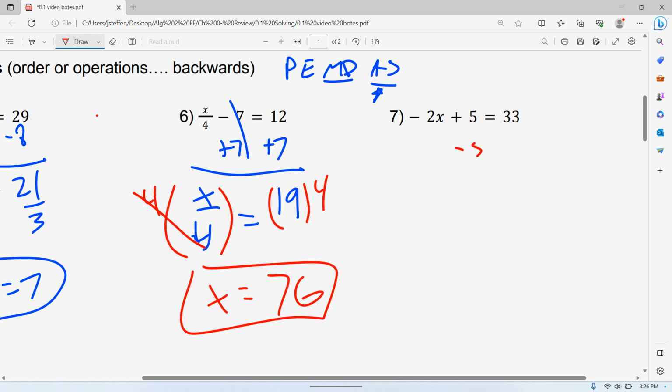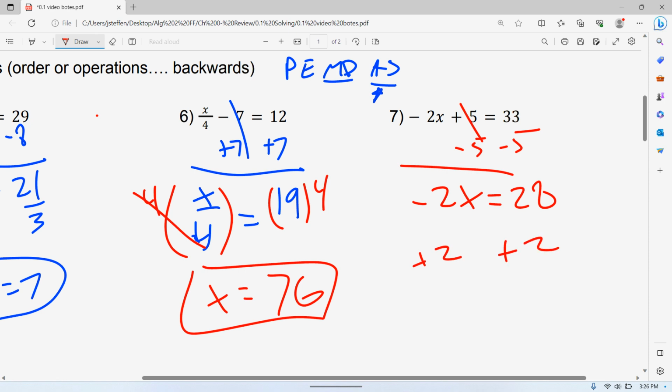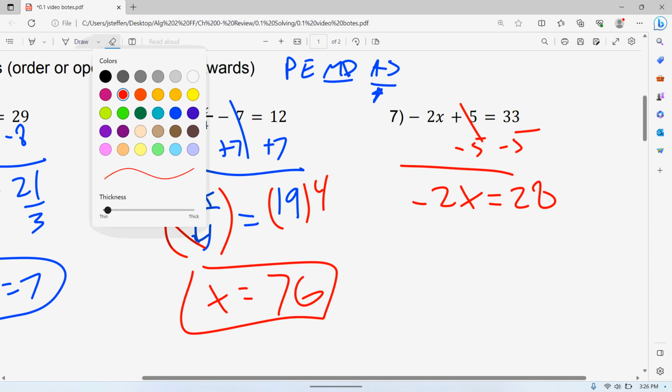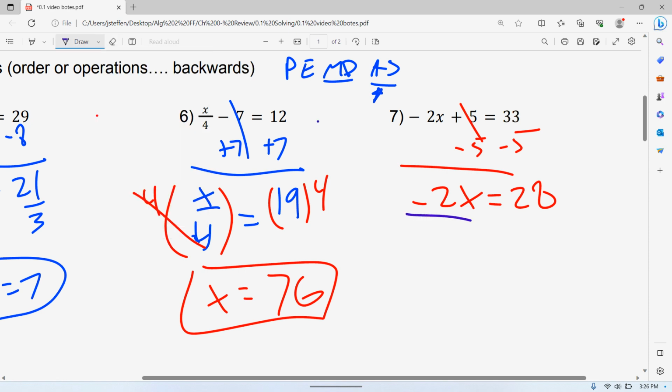Moving on to the last one, we subtract 5. Now this is where a lot of people get confused. So we have minus 2x is equal to 33 minus 5 is 28. You are not adding 2 to this. A lot of people accidentally add 2. No, that is a negative 2. It's negative 2 multiplied by x. So divide by negative 2, divide by negative 2. X is equal to negative 14.